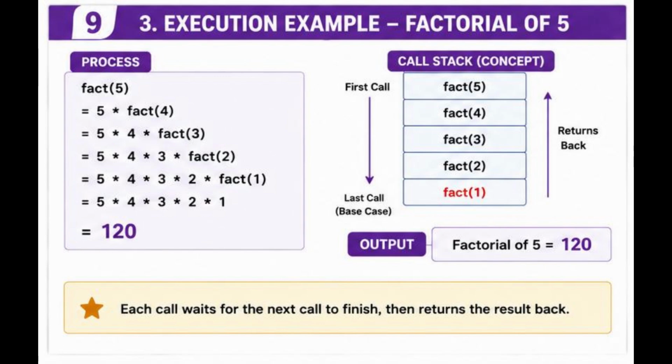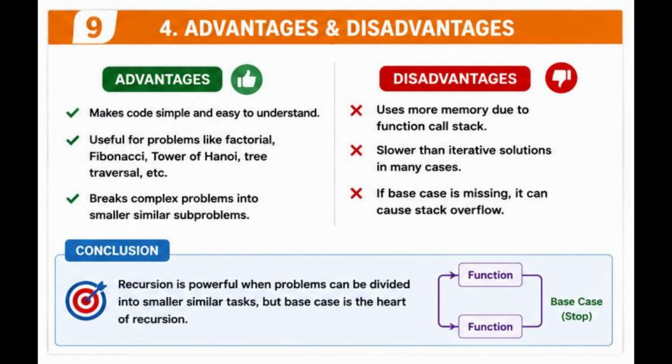The values are multiplied as they return. 1 times 2 becomes 2, 2 times 3 becomes 6, 6 times 4 is 24, and finally, 24 times 5 gives us 120. This waiting list of functions is stored in what we call the stack. Slide 4. Advantages and disadvantages.